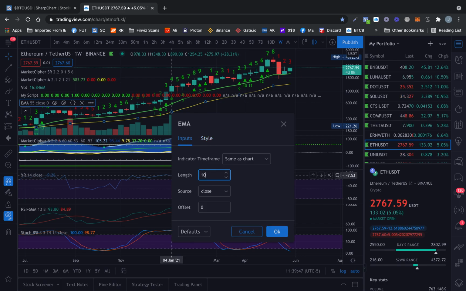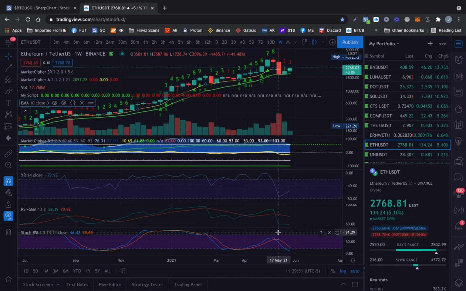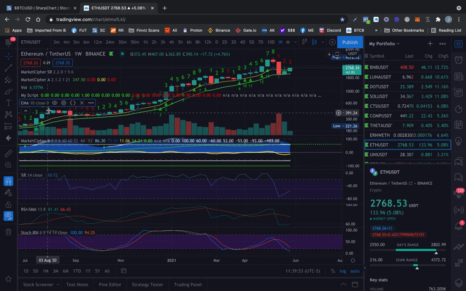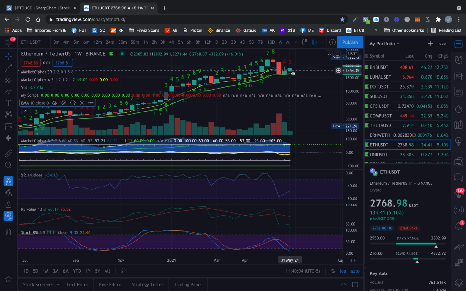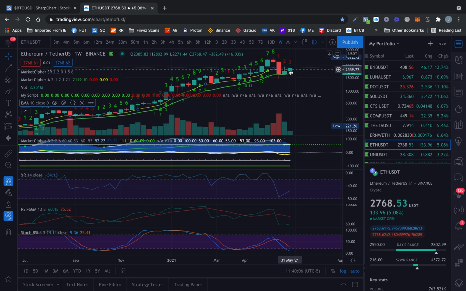I'll use exponentials. They say on Ethereum they actually claim simple moving average works better. I'm not sure why, but yeah, we have reclaimed the 10 on Ethereum. As long as it closes above it and holds it, that's a bullish indication.